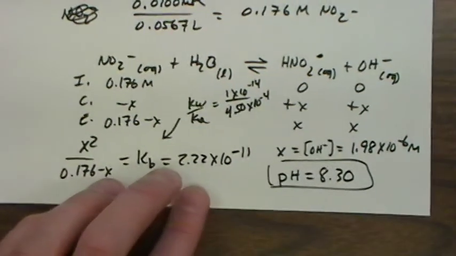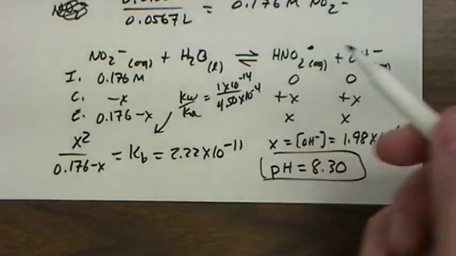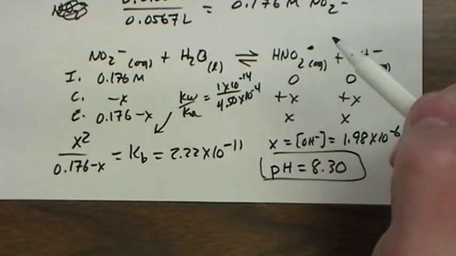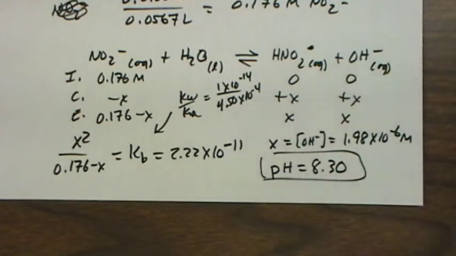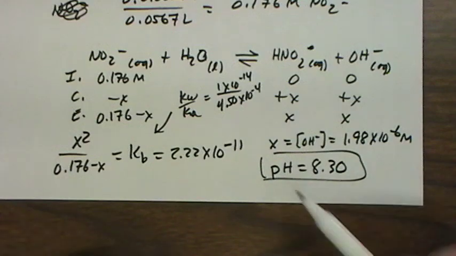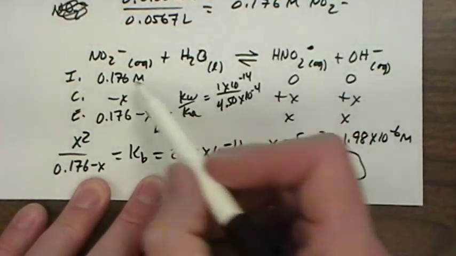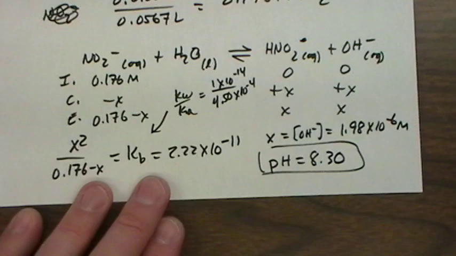Should be greater than 7 because what we created is a salt that has a weak acid and strong base parent, or set of parents. So it should be a basic salt. So when it goes into solution, after creating it, it should hydrolyze to produce a pH greater than 7.